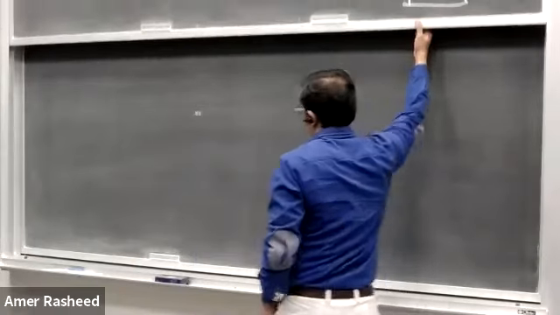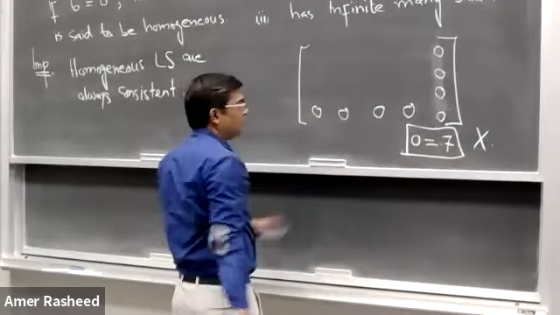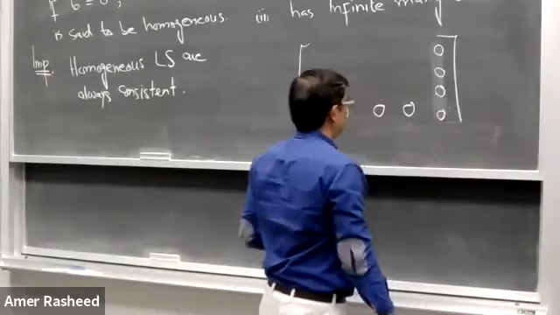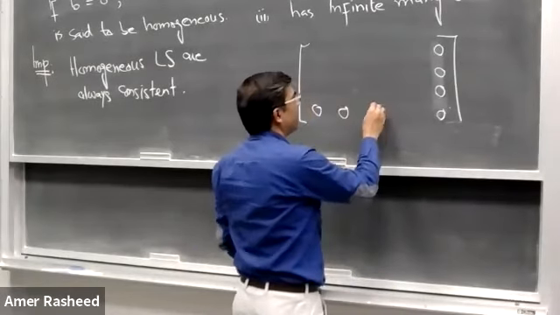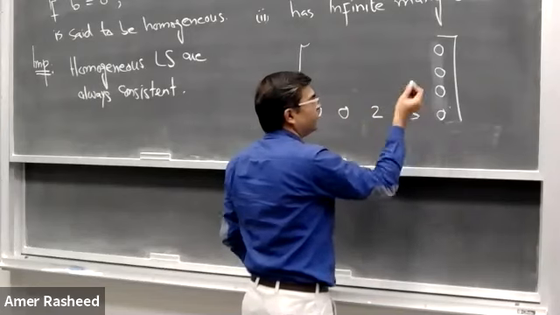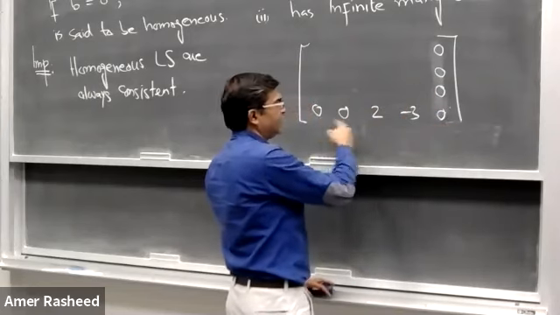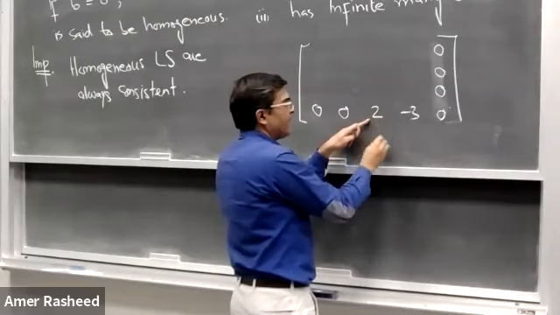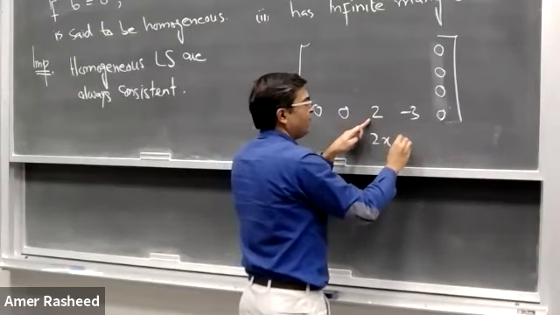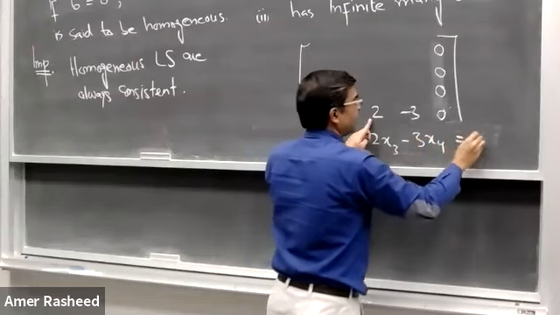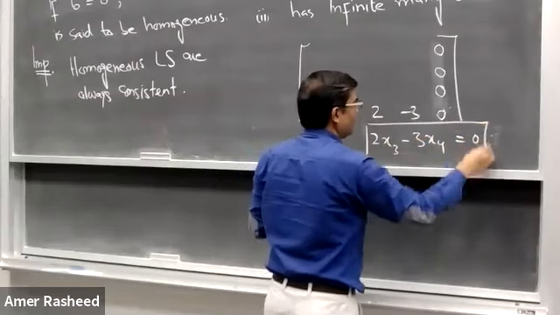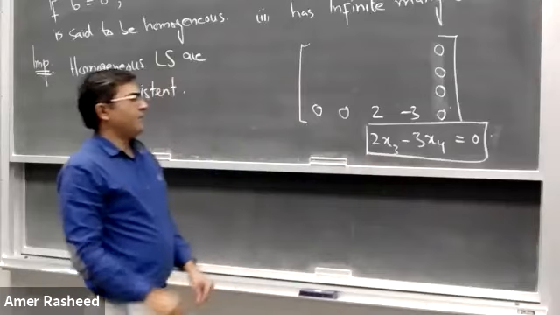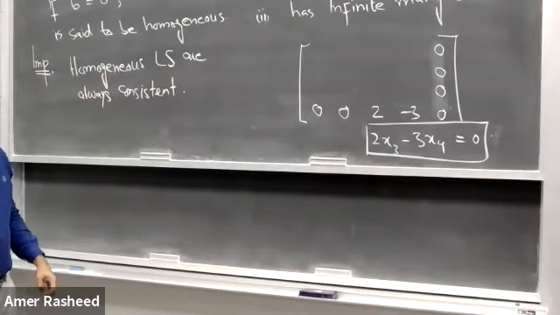You got it? For example, you have some number here, 2, some number here, -3, equal to 0. So what does this row mean? x1, x2, x3. So you have 2x3 minus 3x4 is equal to 0. So this equation makes sense. Okay.